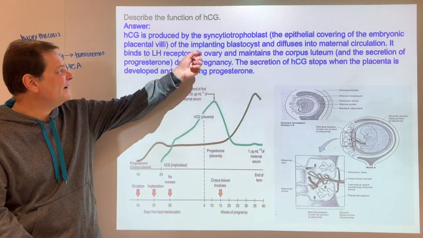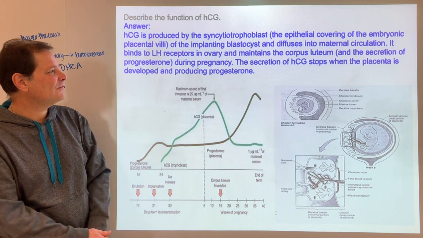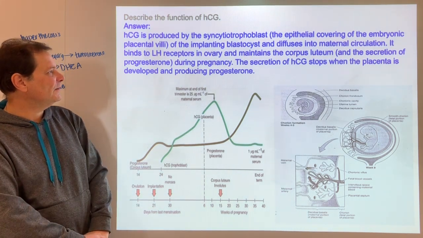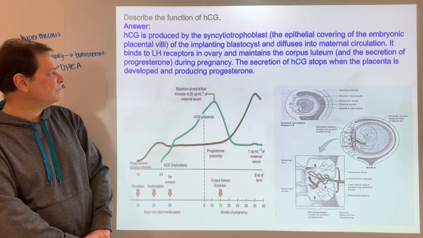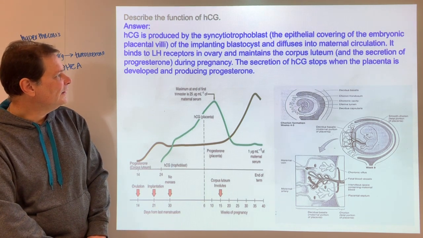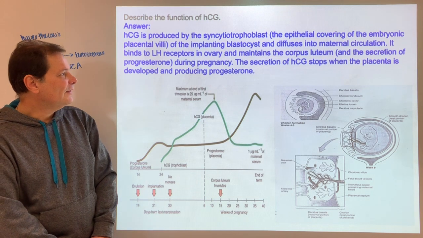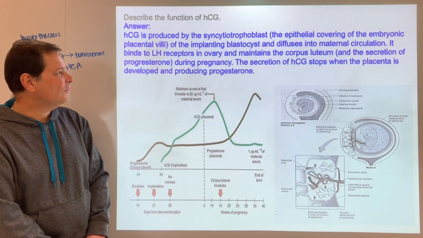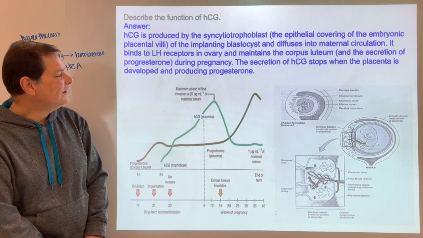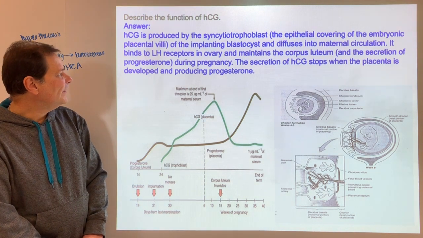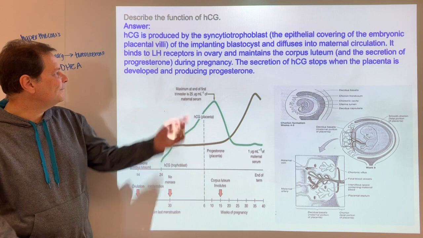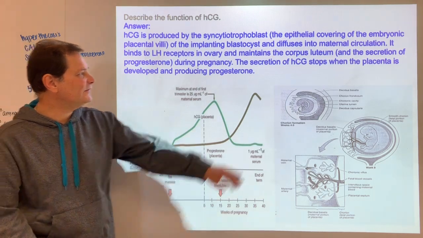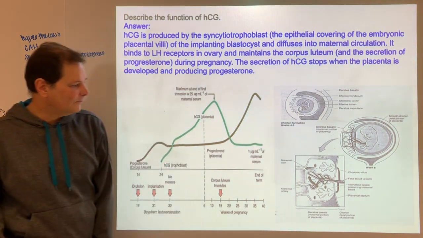it binds to LH receptors in the ovary and maintains the corpus luteum. So you maintain the LH, you maintain the corpus luteum, and you keep secreting progesterone and estrogen during pregnancy. And so that lets the mother know that, hey, I'm pregnant. Don't cycle again, right? And then eventually the placenta takes over, producing the progesterone, and the HCG stops.